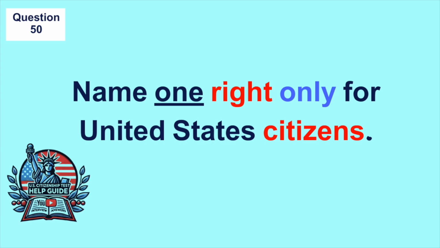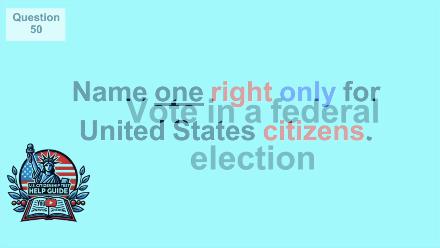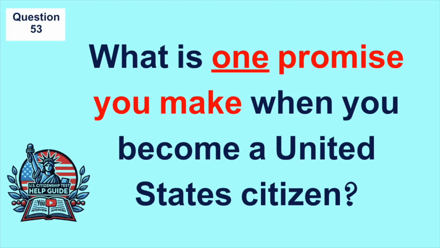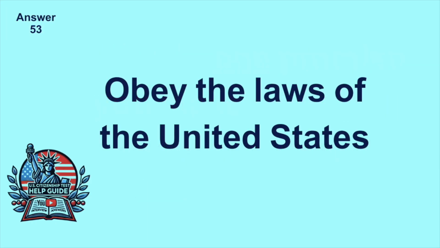Name one right, only for United States citizens. Vote in a federal election. What is one promise you make when you become a United States citizen? Obey the laws of the United States.